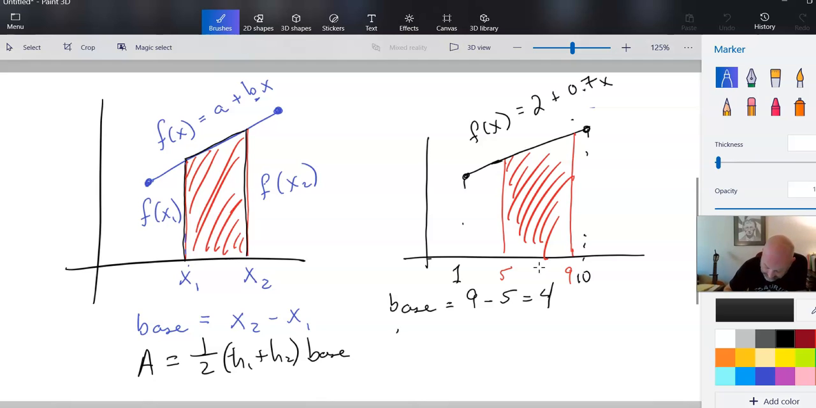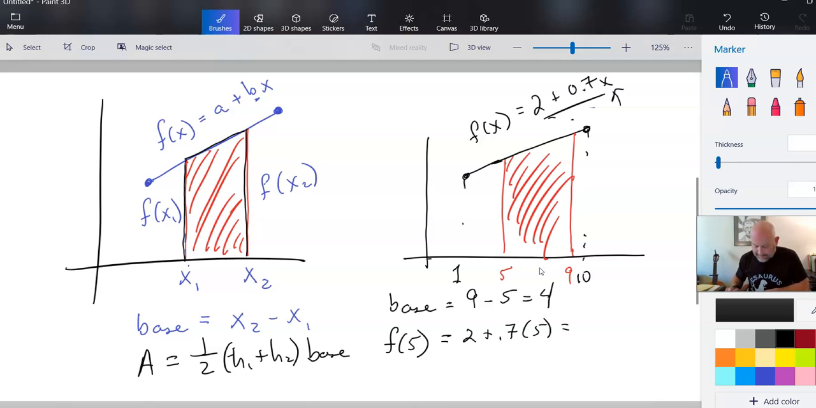The heights, I need f of x1. In this case, it's 5. And so we're just going to plug it into this function up here for x. So it's going in right there. This is going to be 2 plus 0.7 times 5. And I'm going to use the calculator for that. So that's 2 plus 0.7 times 5. That gives me 5.5.